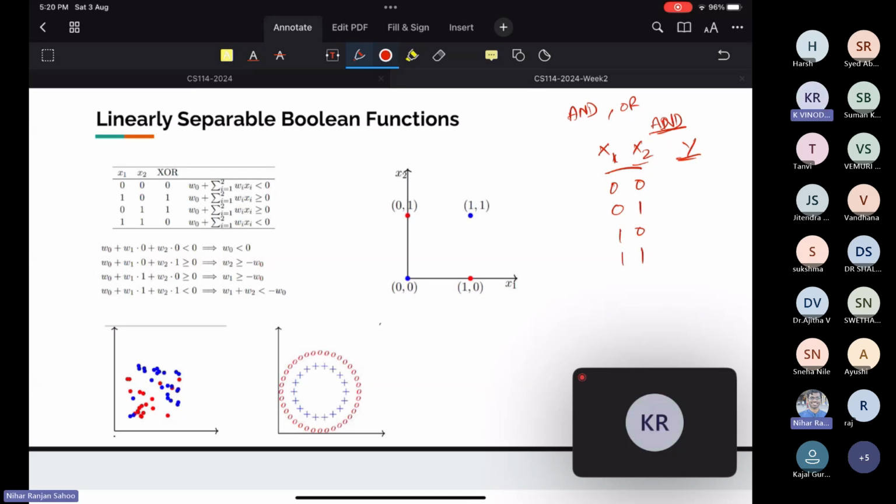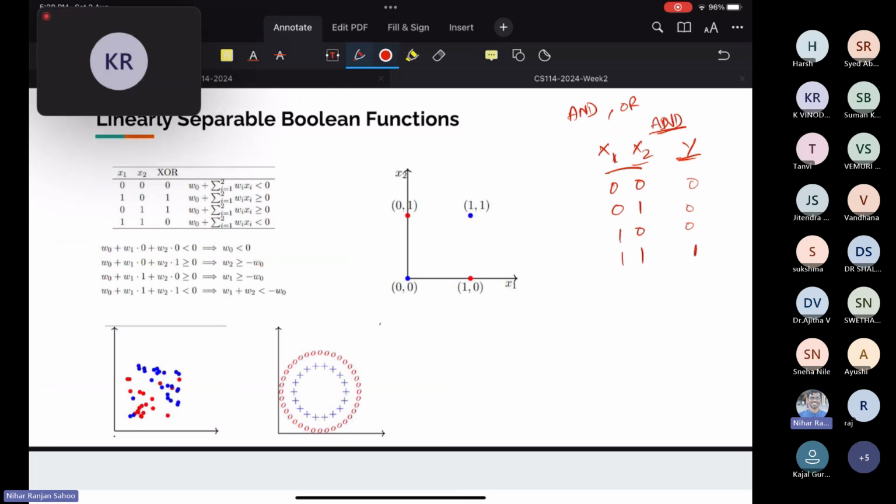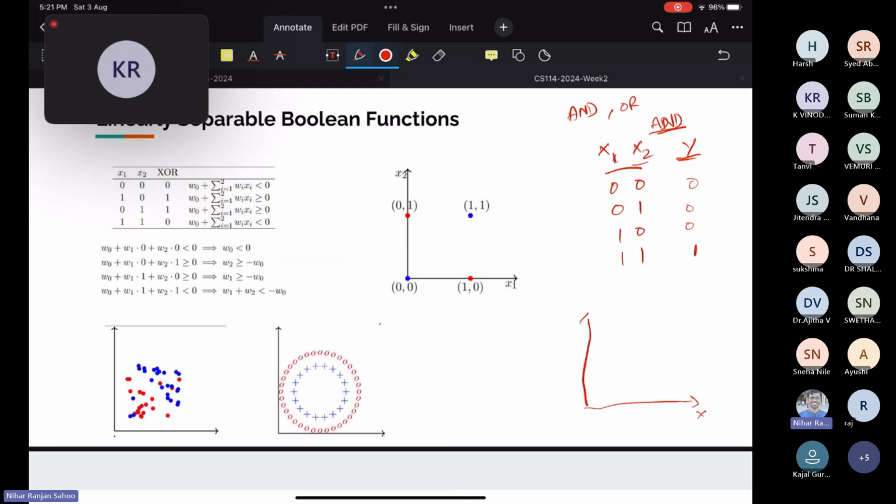Okay. Last week we were discussing this AND function. The output is 1 when both inputs are 1. In the other cases it is 0. If we try to draw the AND function in a two-dimensional plane, this point belongs to the 0,0 input, this point belongs to the 1,0 input, this point belongs to the 0,1 input, and this point belongs to the 1,1 input. Out of these four points, only for this point the output will be 1. For the others, the output is 0.